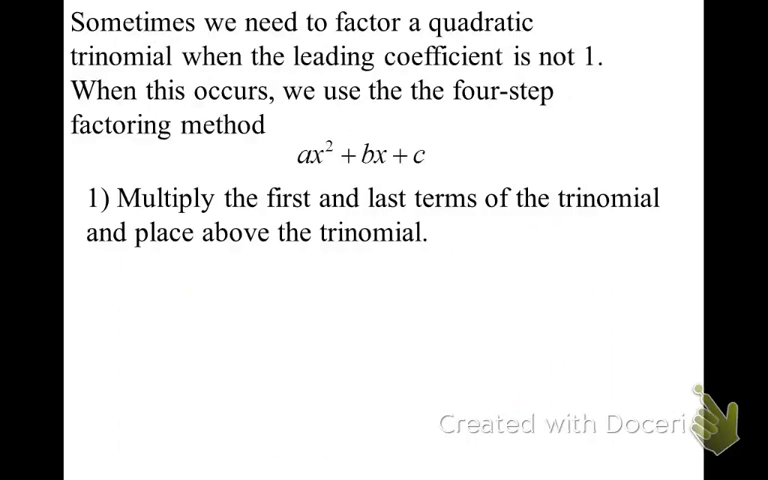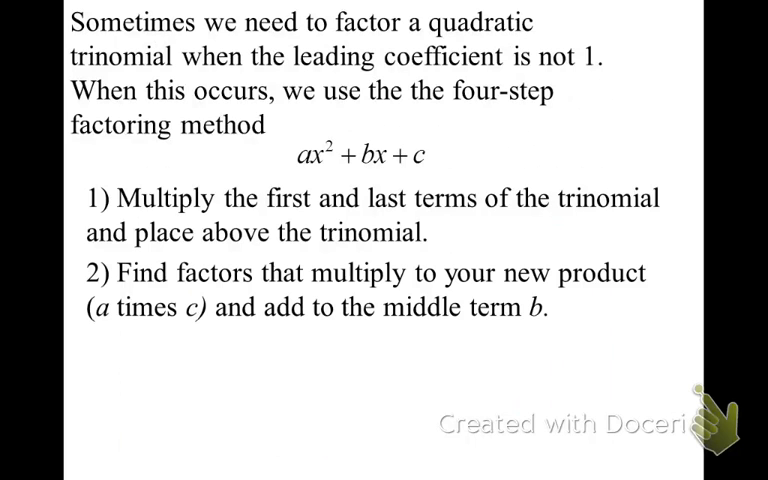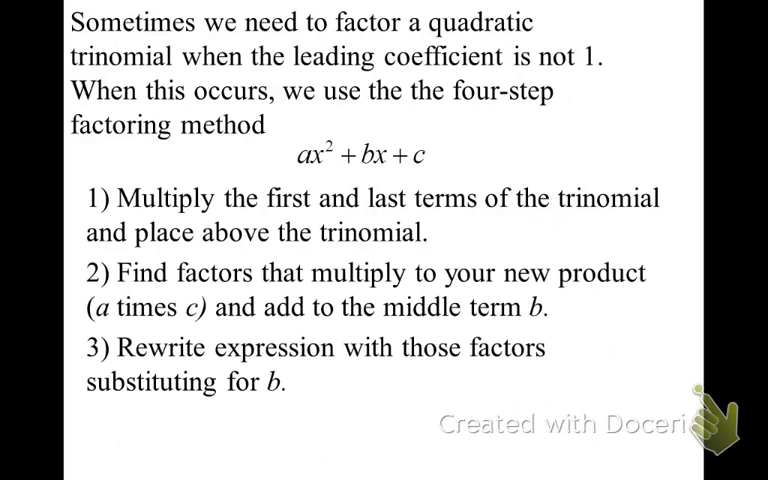The first step is to multiply the first and last terms of the trinomial, so multiply a times c. The second step is to find the factors of a times c that add to the middle term, b. The third step is to rewrite the problem with the new factors. And the fourth step is to factor by grouping.